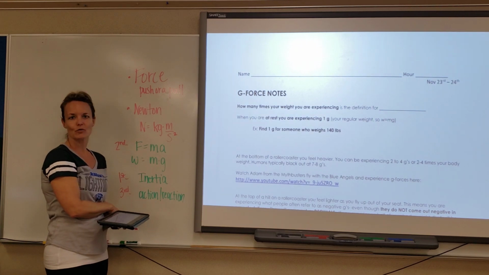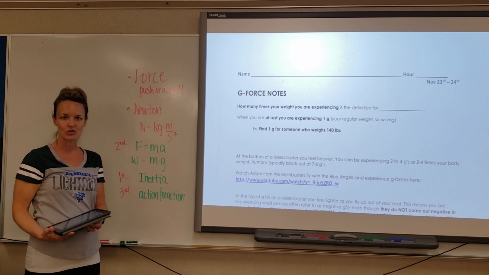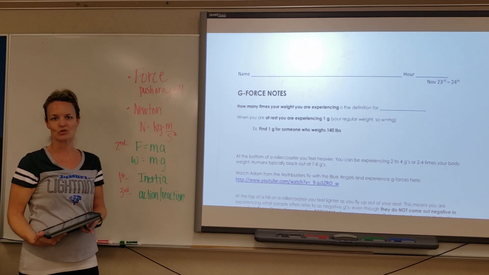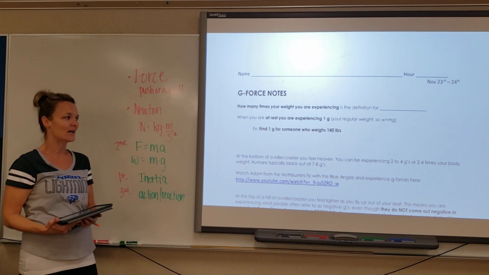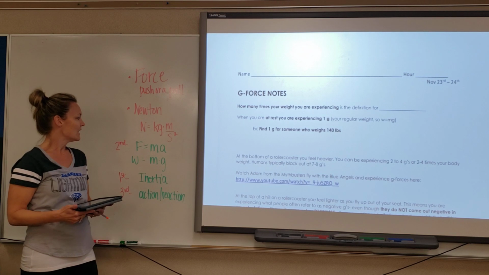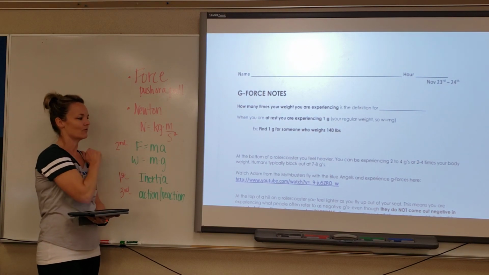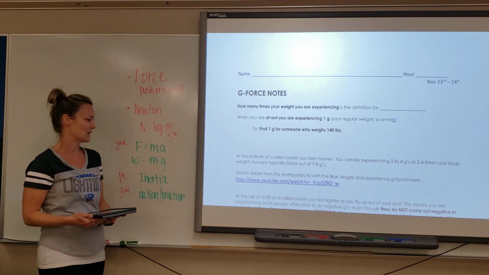We also learned about Newton's 3 laws of motion. The first law of motion is the law of inertia. An object in motion remains in motion, an object at rest remains at rest unless acted upon by an outside force. It's that property of matter to want to resist changes in motion. The second law was the F equals ma, how to calculate force. You need to take the mass times the acceleration.